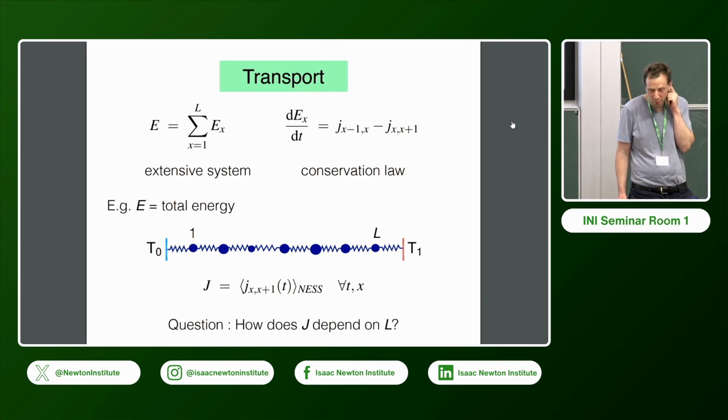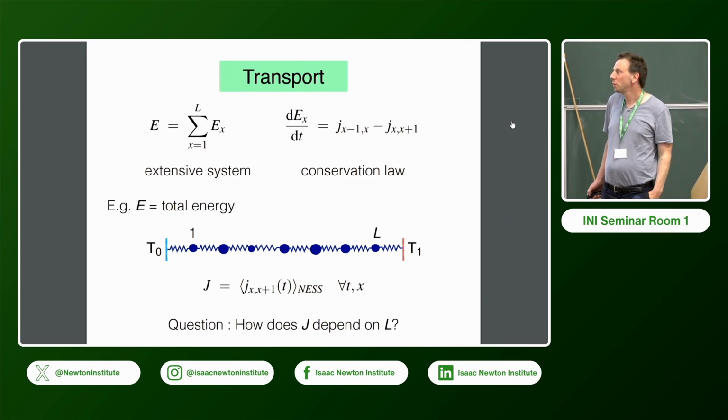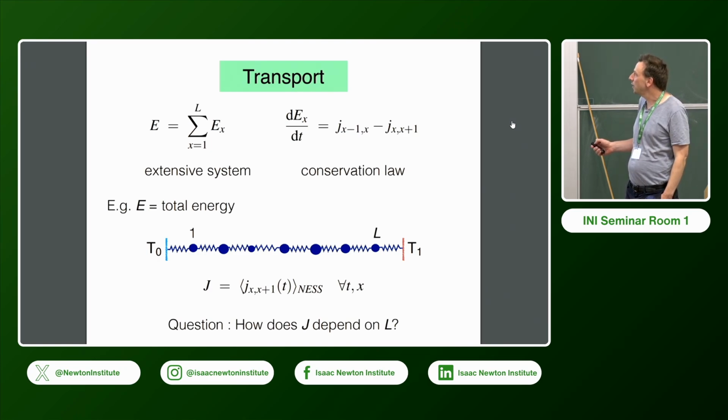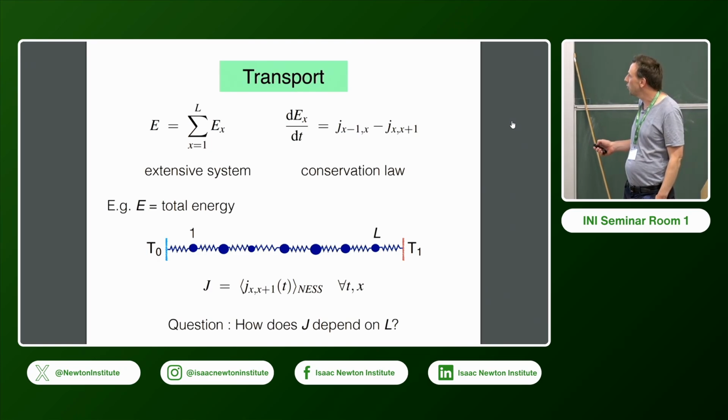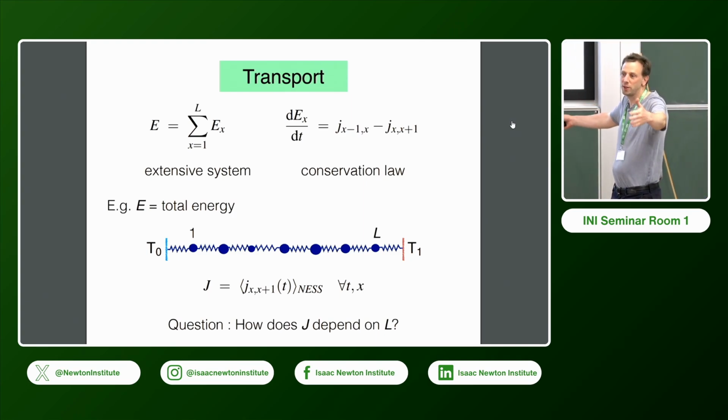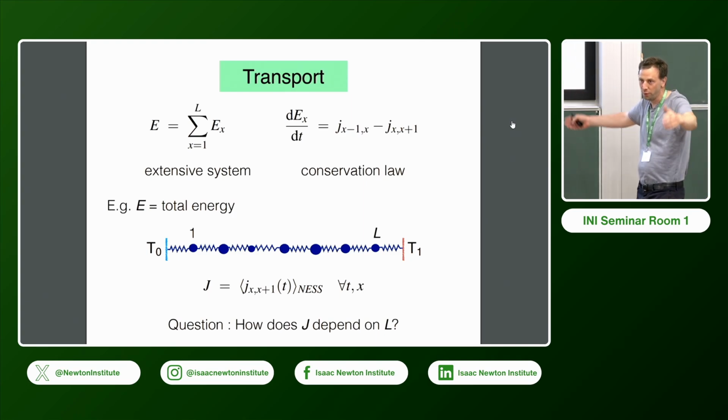So what I have in mind is a 1D system, and it's an extensive system. That means that you imagine this kind of chain, right? And this capital L is a thing that will go to infinity. So I'm going to take the length of the system to grow to infinity.